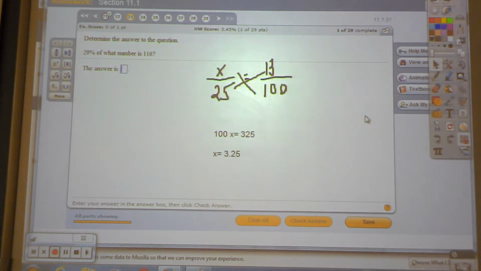All right, try that one and then we'll move on. 29% of what number is 116?